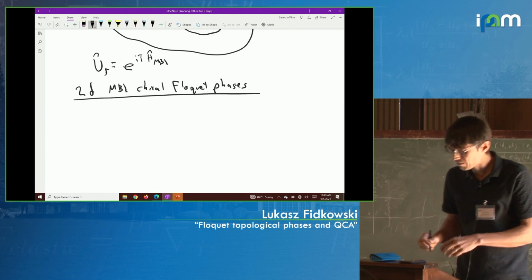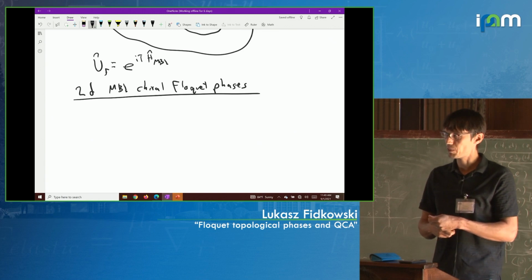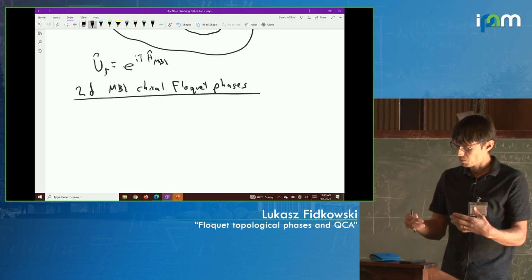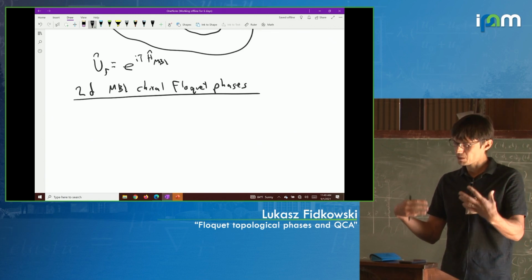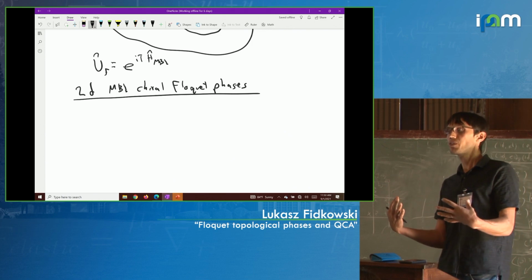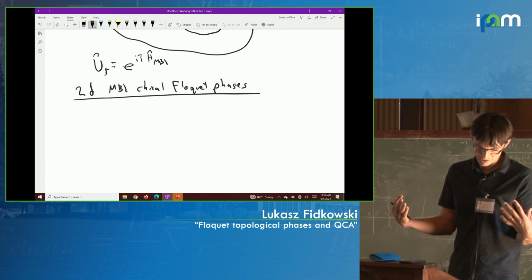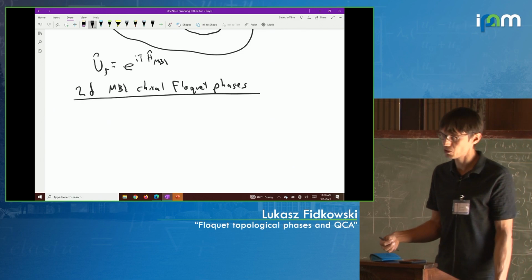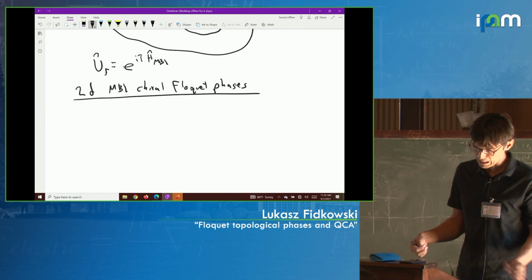Which have no equilibrium counterpart. So this is an example of phases with no equilibrium counterpart, and these are sort of simple because there's no symmetries involved here either. These are rather simple phases, but it turns out that they have no equilibrium counterpart.